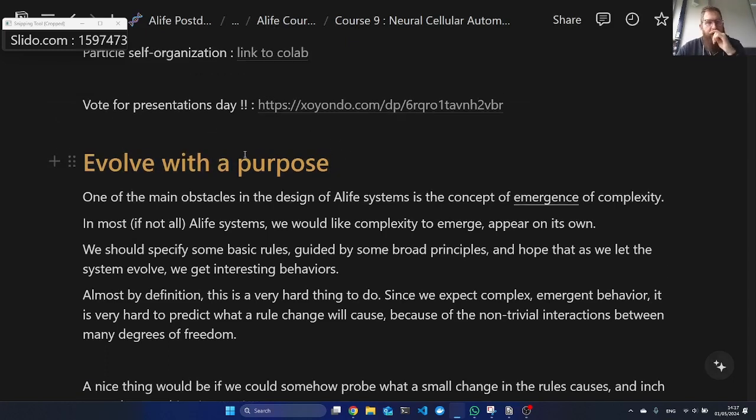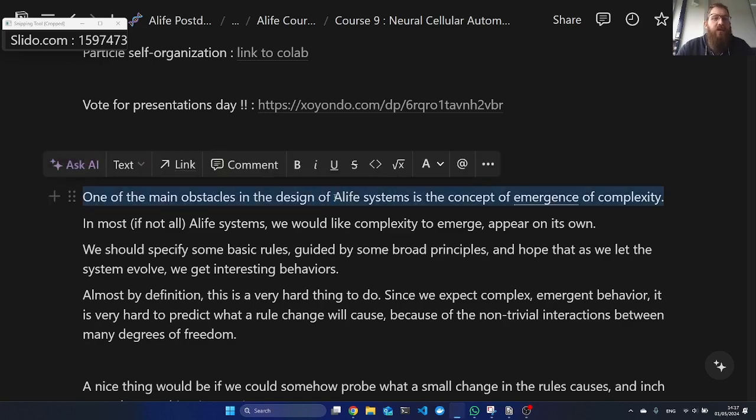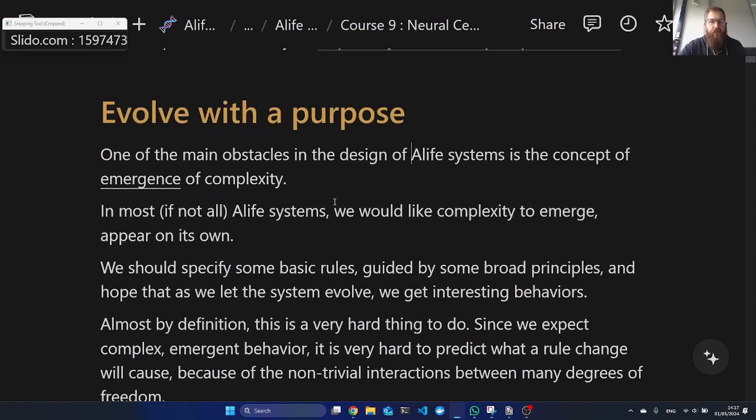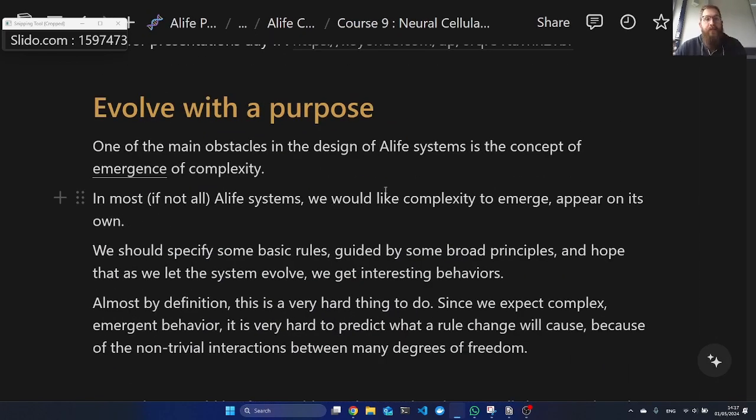So neural cellular automata. What are they? Before going into explaining what this model is, let's motivate a bit. Let's trace the path of how you could come up with such a model. When you design alive systems, what you're often looking for is emergence of complexity, right? So in most systems, we want to have some sort of emergence. And emergence is not very well defined.